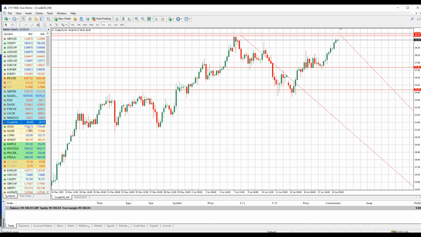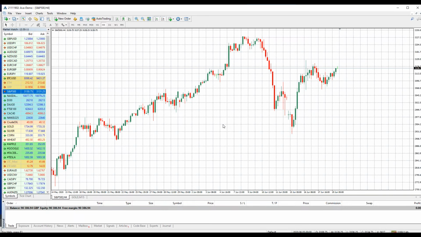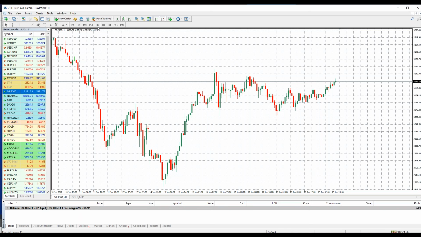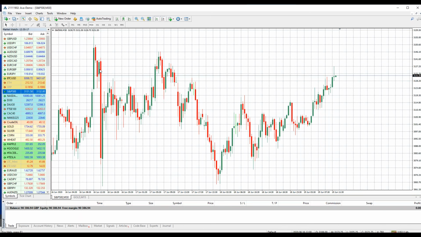All right, let's look at some other assets. How about the S&P 500? Okay, we're on 4-hour candles. Let's go to 1 hour. Let's go to 30-minute. Look what's been happening today. Up. All right, I'll give an example of a pending order here, how to set it up.